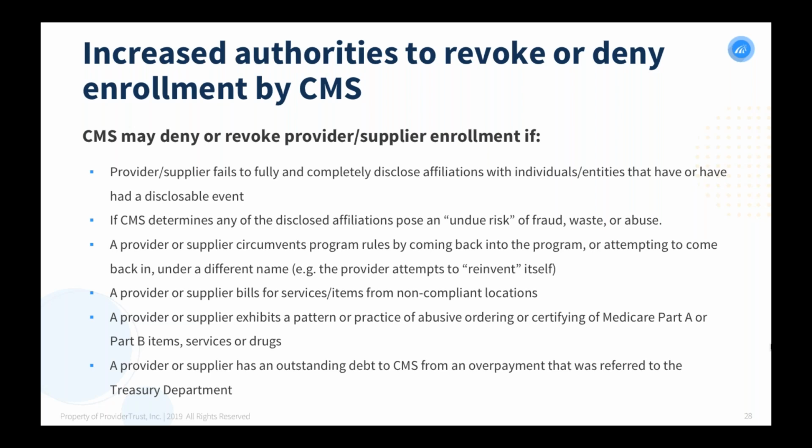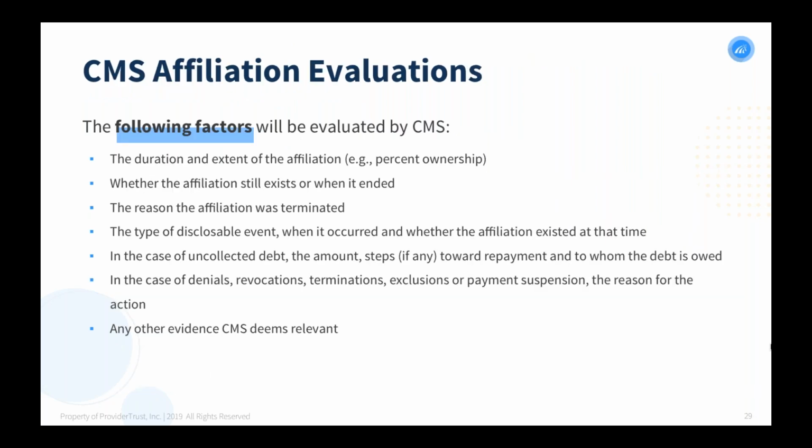So we've identified an overpayment, we've failed to pay it back. That now falls under the CMS authority to revoke or to deny our enrollment. So what are those evaluation criteria or factors that CMS is going to be looking at? They're going to look at the duration and the extent or the relationship of that affiliation. They're going to look at whether that affiliation is still in existence or whether you've ended that affiliation. Why did we terminate the relationship with the affiliate?